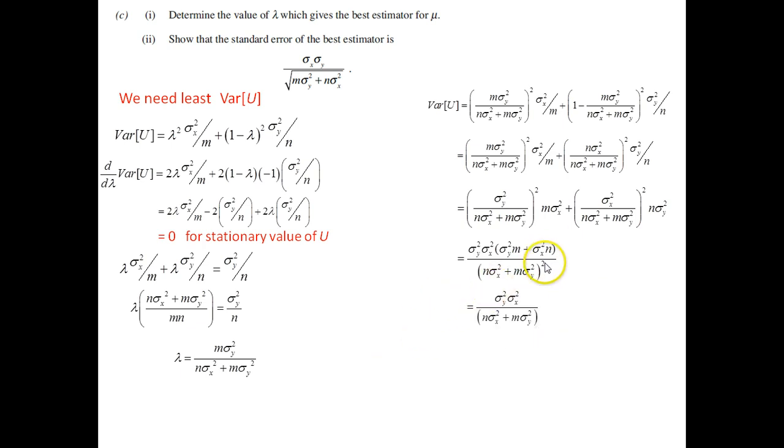We can now divide by the bracket, leaving us with just sigma y squared and sigma x squared over the bottom. Therefore the standard error would be the square root of the variance, giving us sigma y sigma x over the square root of the bracket.